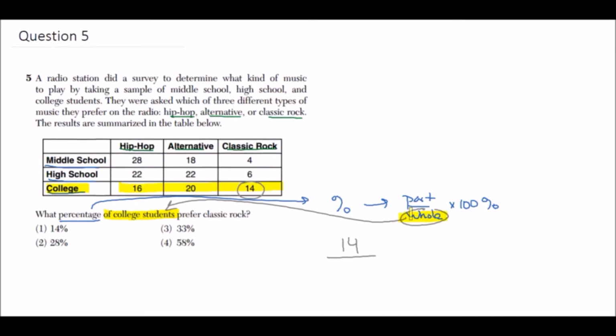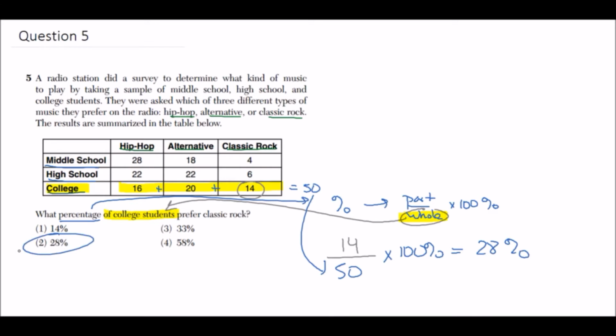Just the college students. And in order to do that, we have to add up the row of college students to see how many they surveyed. So if we do 16 plus 20 plus 14, we get 50. And the question then becomes 14 out of 50 times 100%. And what we get here is 28%.